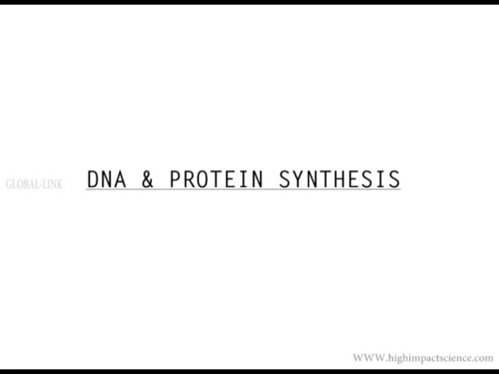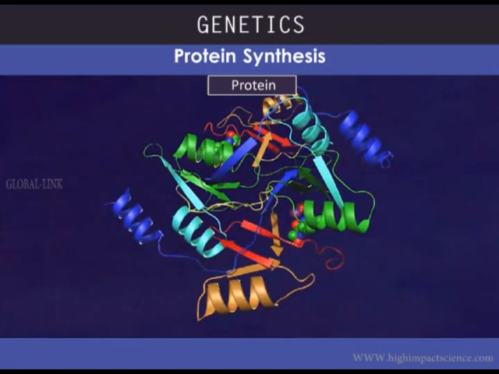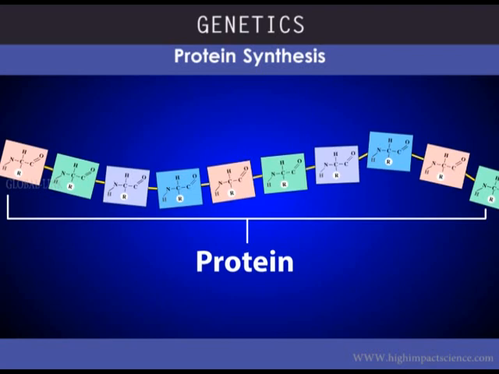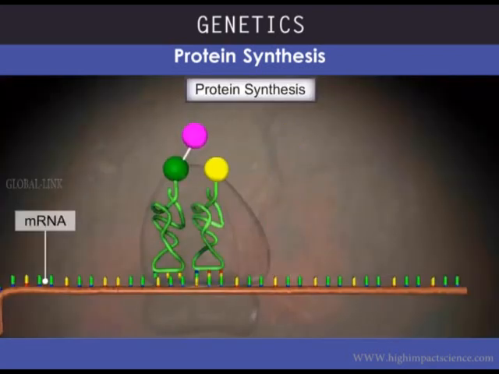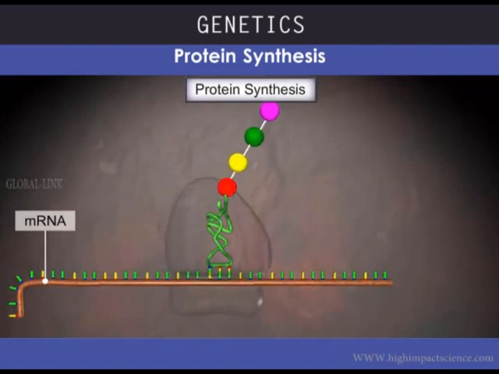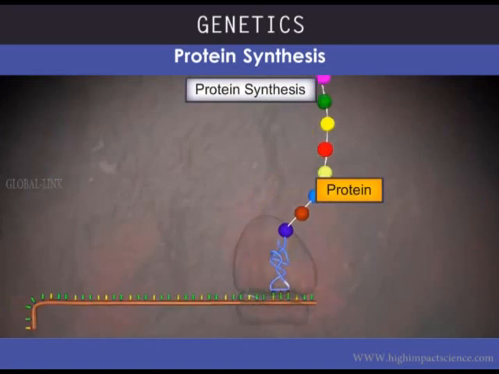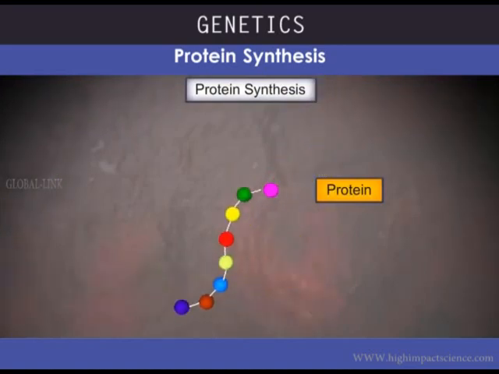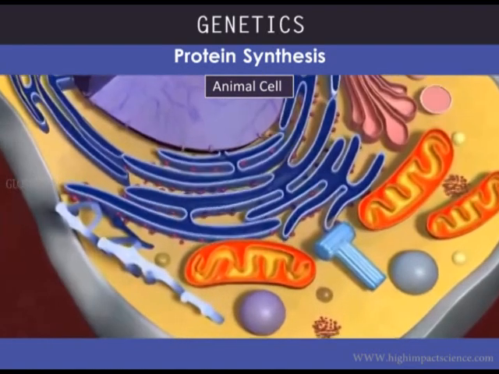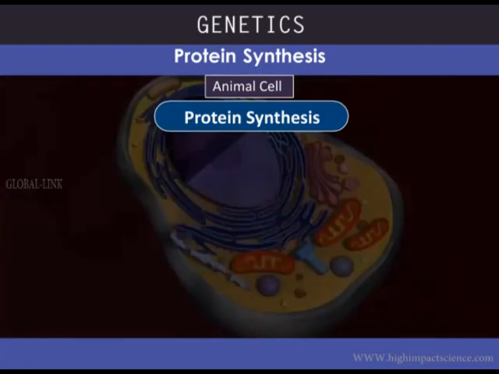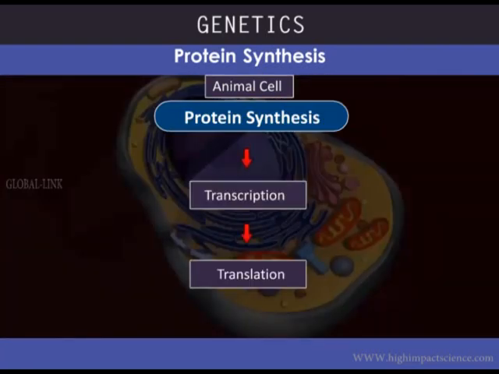DNA and protein synthesis. Now, the primary role of the DNA is protein synthesis. Each protein is coded for by a gene. In Form 1, we said that proteins are basically long chains of amino acids. Therefore, protein synthesis involves decoding the gene information into amino acids and then joining them to make proteins. This happens in the ribosomes. Protein synthesis involves two stages: transcription and translation.